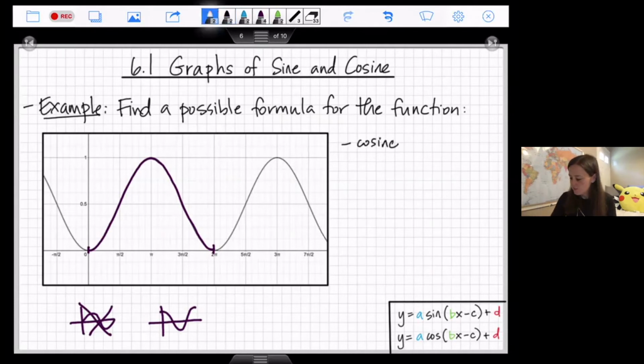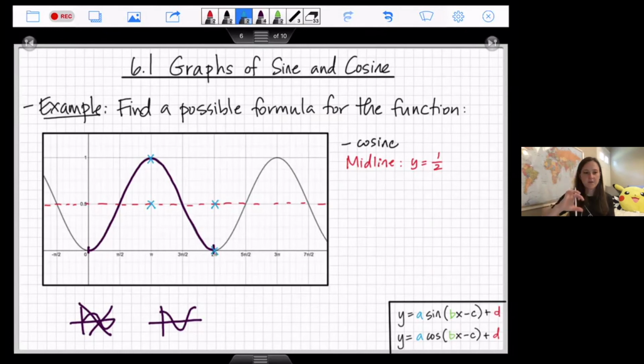First, the midline. The midline looks like it's here at 0.5. So we'll say our midline is y equals 0.5 or y equals a half. And then our amplitude, the amplitude is the distance from the midline to the peak or the midline to the trough. And that looks like, well, that's going from 0.5 to 1 and from 0.5 to 0. So that also is equal to a half.